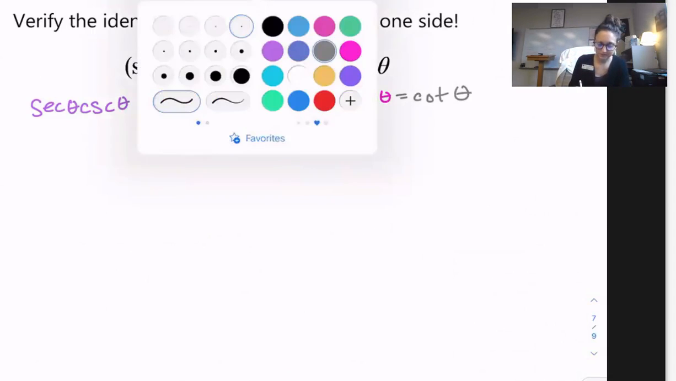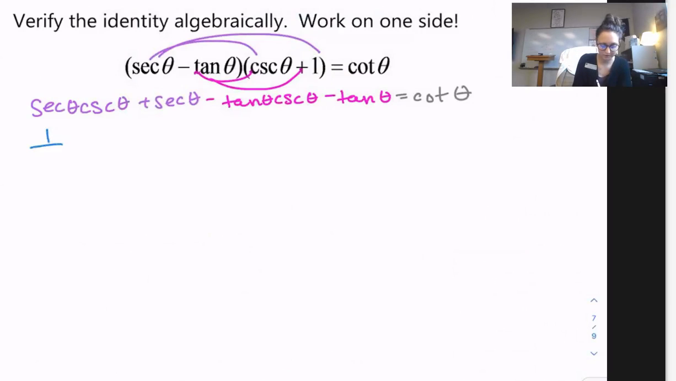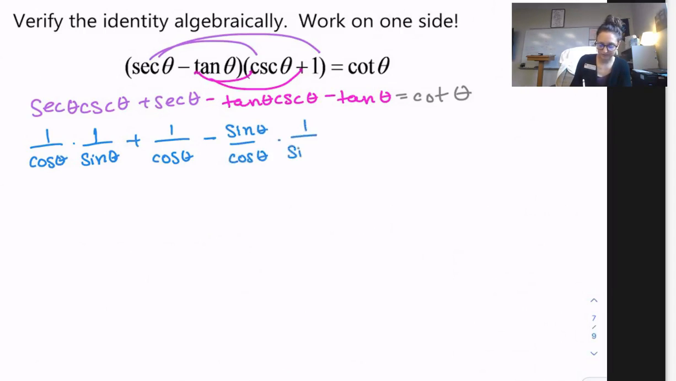So let's go here. Secant is 1 over cosine of theta. Cosecant is 1 over sine of theta plus, again, 1 over cosine theta. All right, minus, now we're to the pink. Tan is sine over cosine. Cosecant is 1 over sine. That's the first good news we've seen, right? Minus, and again, tan is sine over cosine.